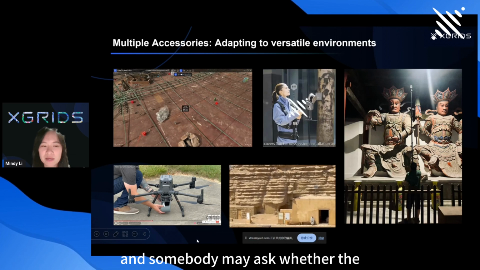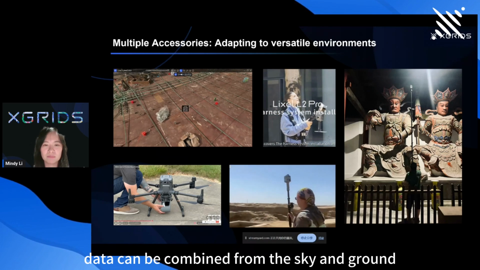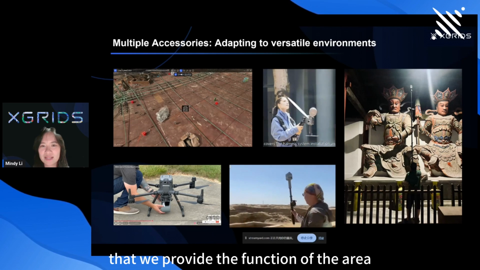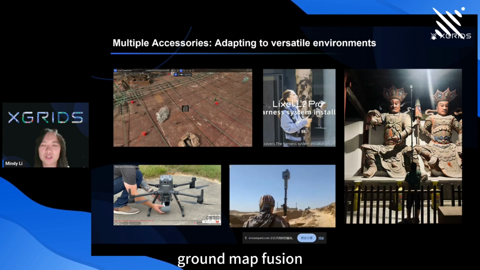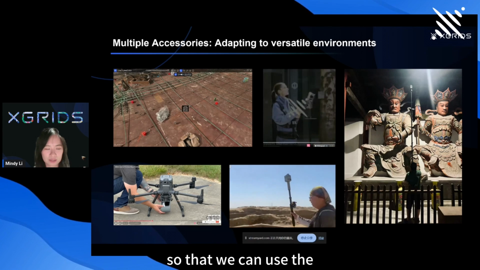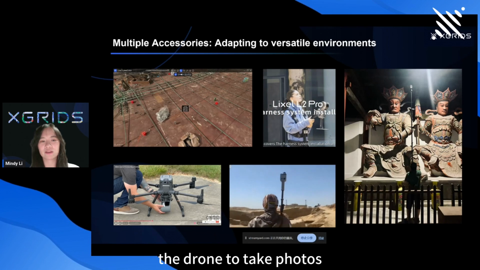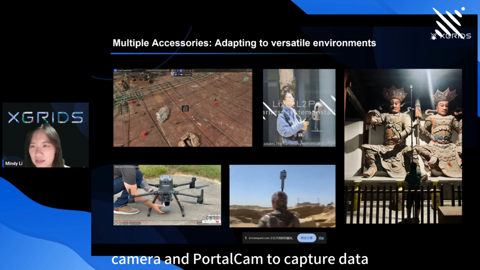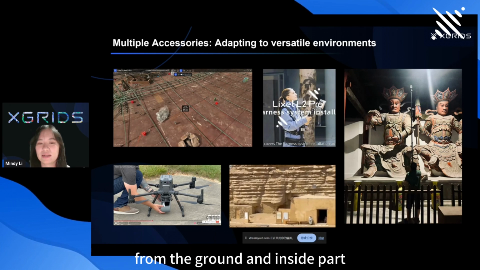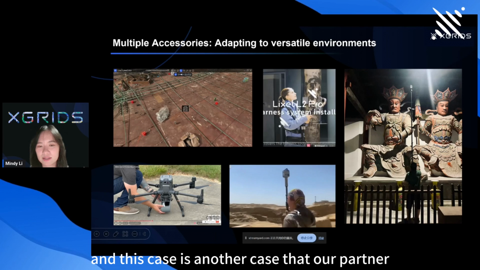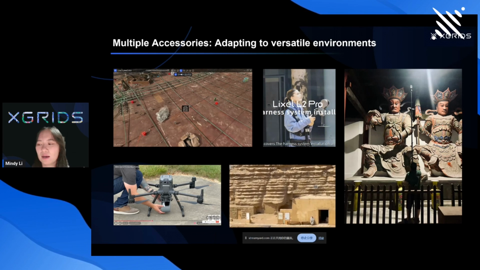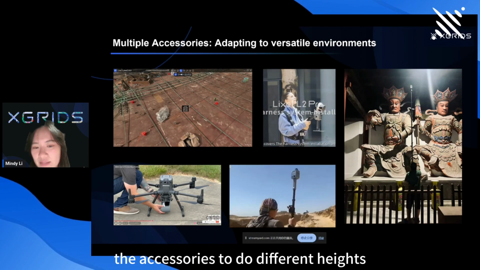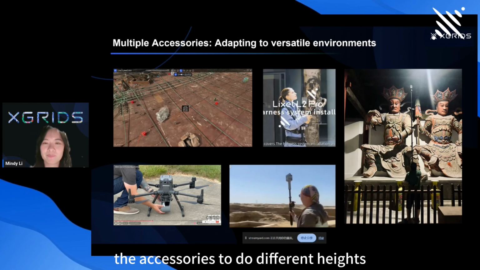And somebody may ask whether the data can be combined from the sky and ground. Yes, the answer is yes. We provide the function of aerial-ground map fusion so that we can use the drone to take photos and capture data from the air, and use the Lexo Sierra scanner and PhotoCAN to capture data from the ground and inside parts. And this is another case where our partner had a project in Egypt. So he also used different accessories to do different heights.